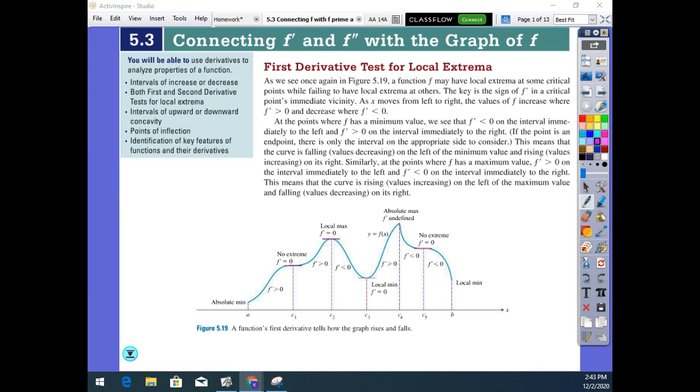All right, so this is a long one, so just kind of mentally prepare yourself. We're going to start connecting some graphs and go back and forth with F prime and F double prime. We're really going to get into F double prime in this particular lesson.